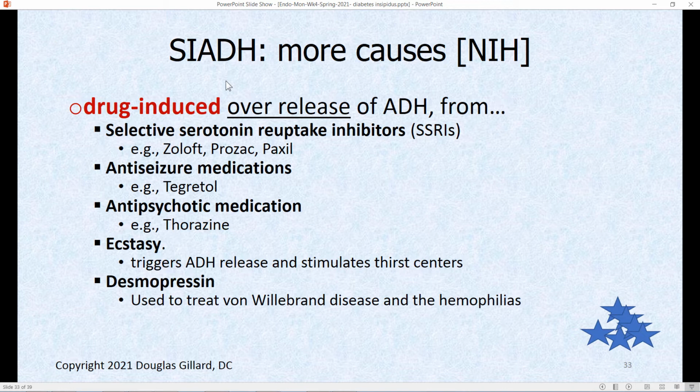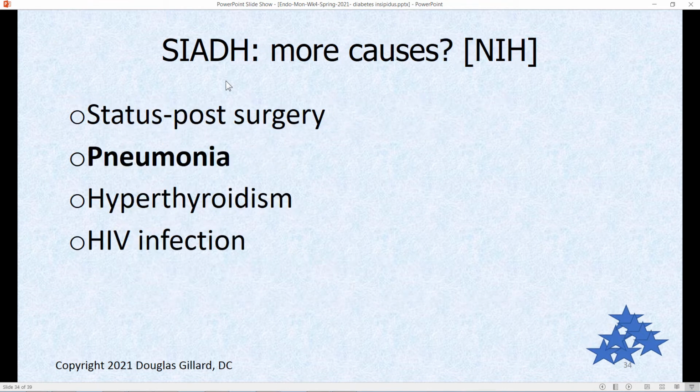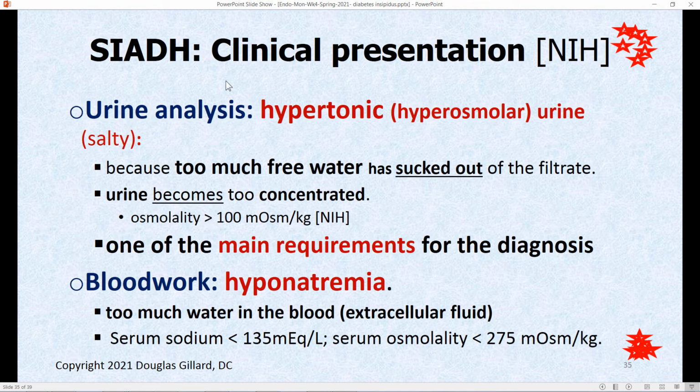Anti-seizure medications will be used to treat chronic sciatica in some patients. Antipsychotic medications, ecstasy, desmopressin, which is used to treat von Willebrand disease and some of the hemophiliacs. So these are fairly common drugs. Doesn't happen all the time, but it can. It is one of the complications. Status post-surgery, the trauma from that can sometimes stimulate the overproduction of ADH, pneumonia, hyperthyroidism, HIV infection.